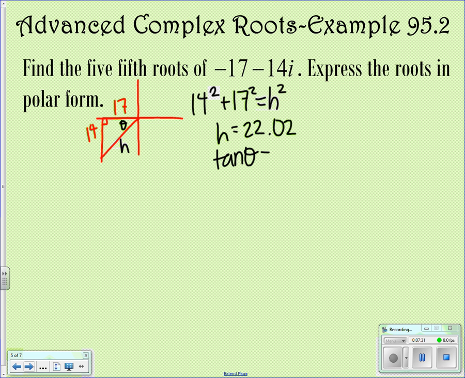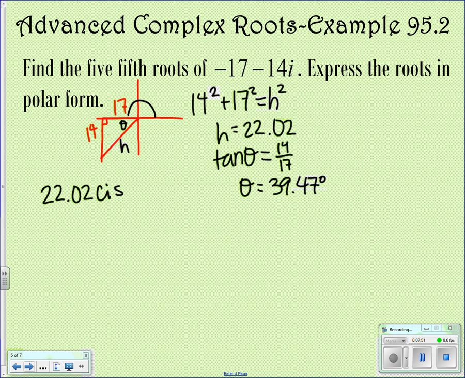And then for your angle, tangent of theta equals 14 over 17. So theta is 39.47. However, whenever I go to put it into CIS form, I have 22.02 CIS. I'm not going to put 39.47. Remember, I've got to use this whole angle here. So I've got to do 180 plus the 39.47. And so you have 219.47. And so we're looking for the fifth roots, so we raise it to the 1/5.